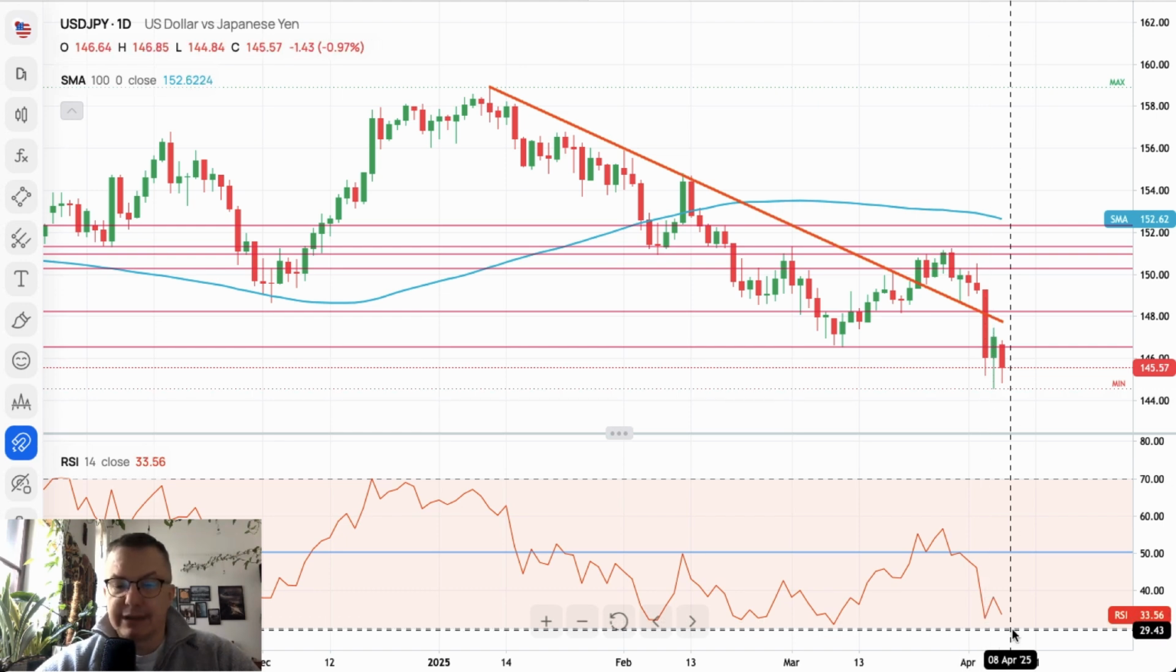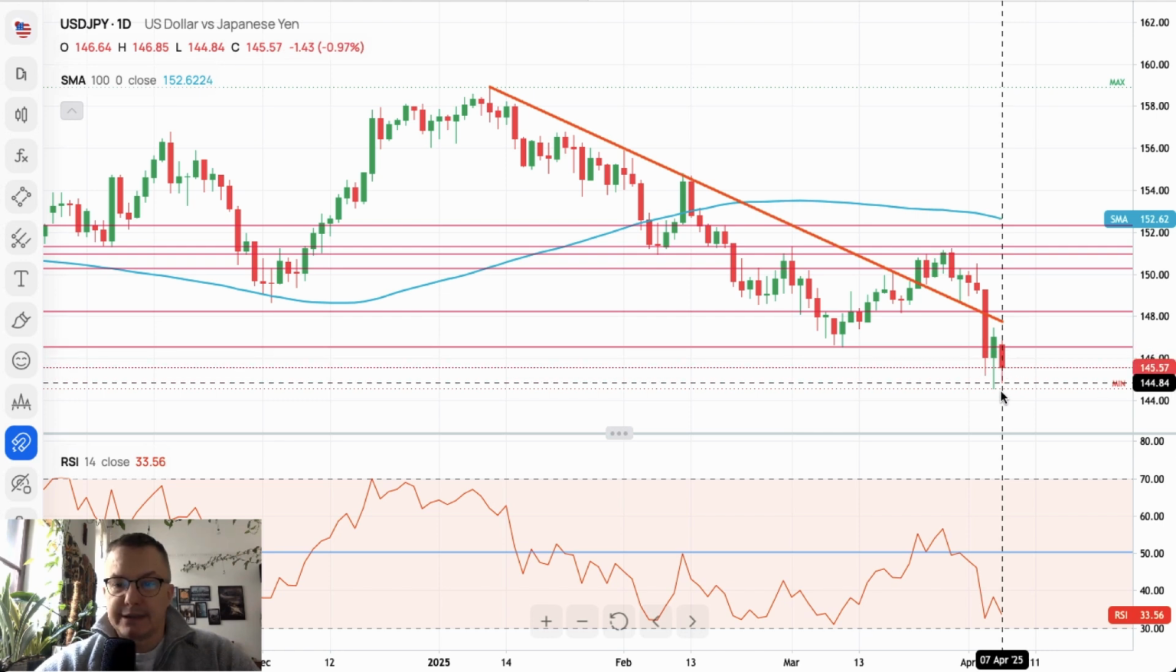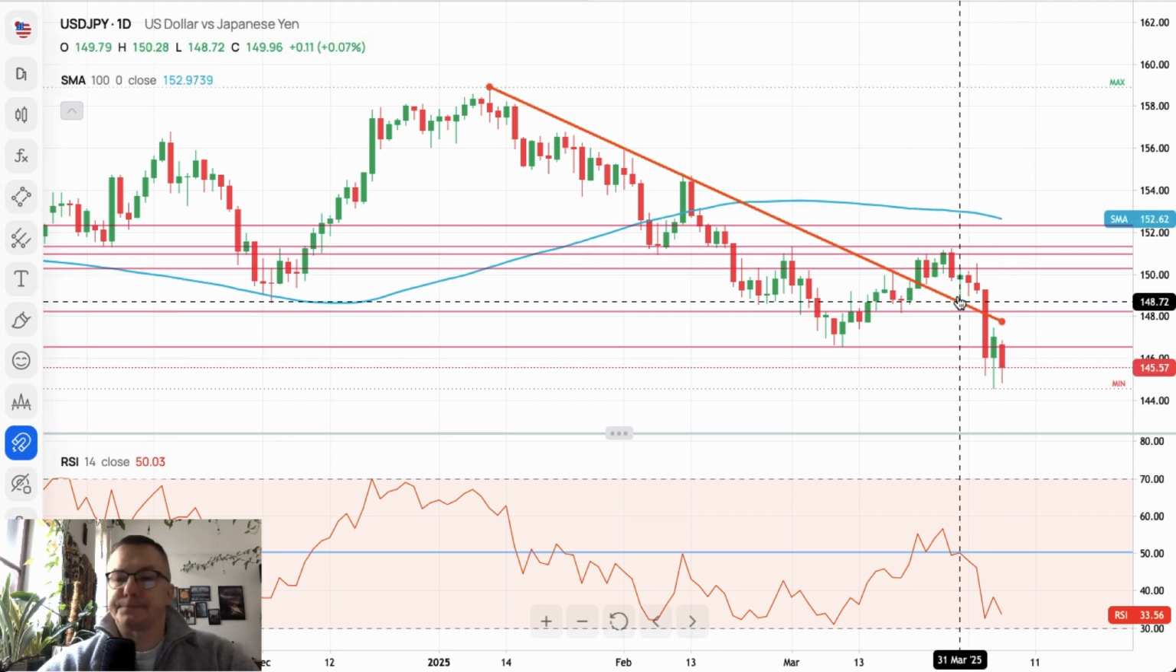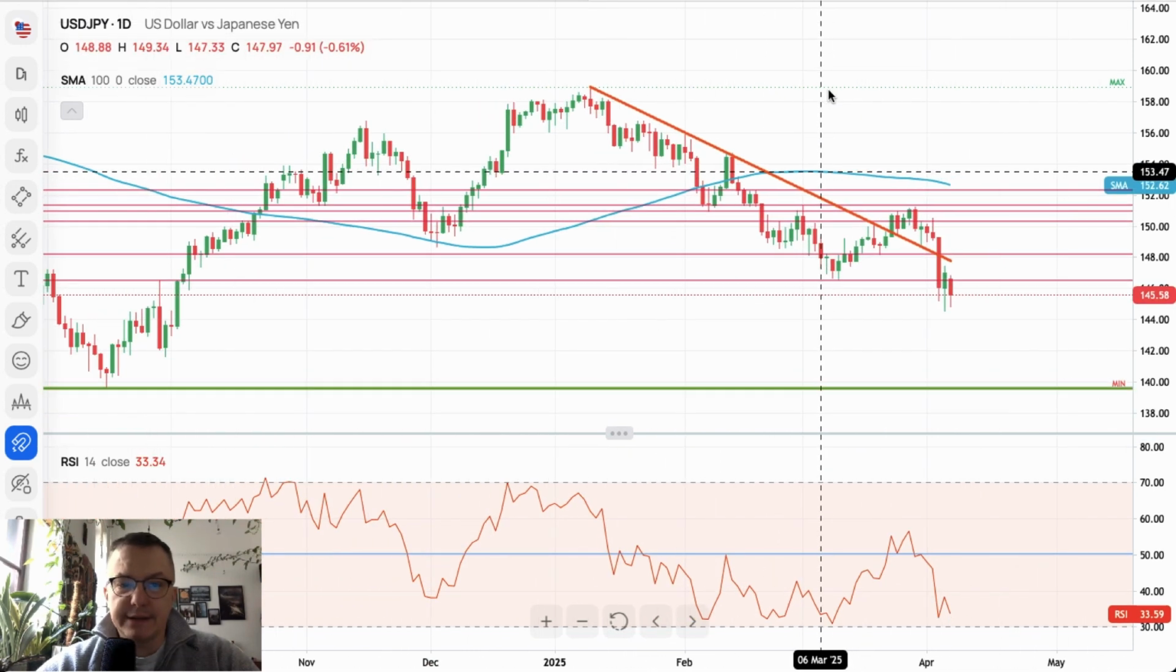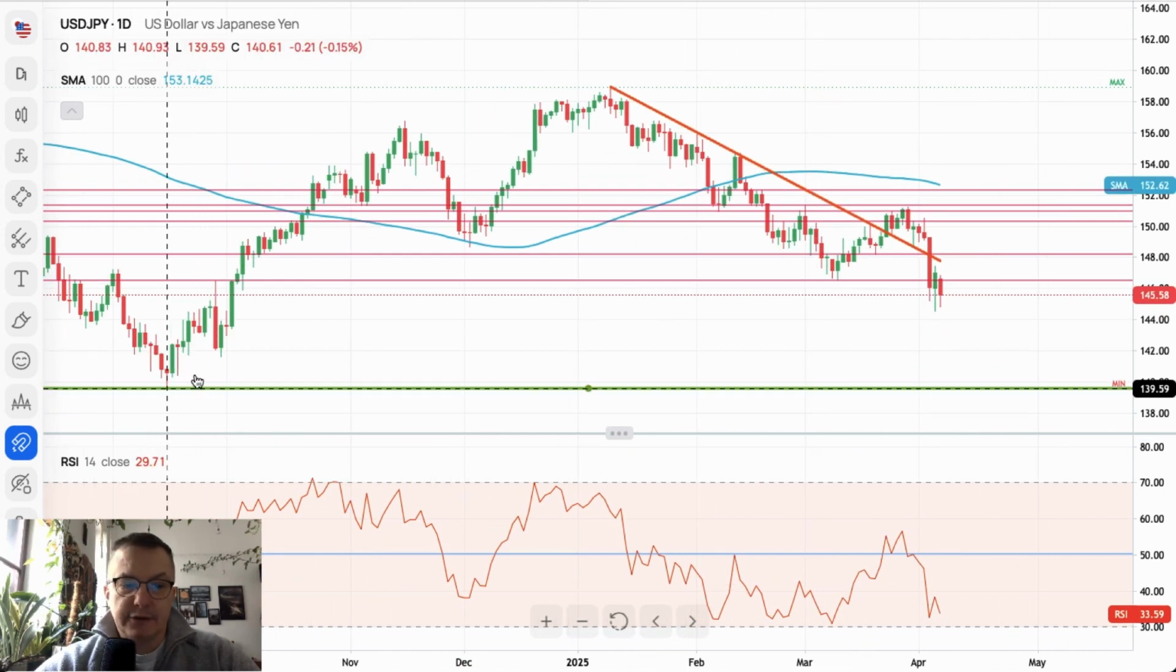There is still some room to the downside on the RSI on the daily time frame chart. There is still some room to the downside here as well. So all of these red levels we got on our daily time frame chart are still valid. Next target is the swing low from September 16, 2024 at 139.59, and it looks like the market really wants to get there.